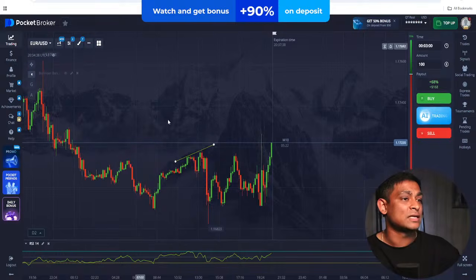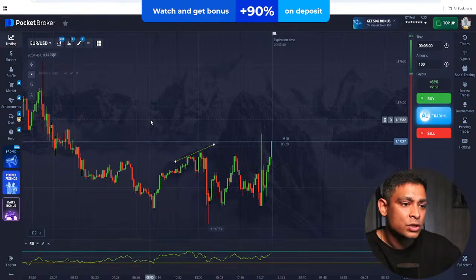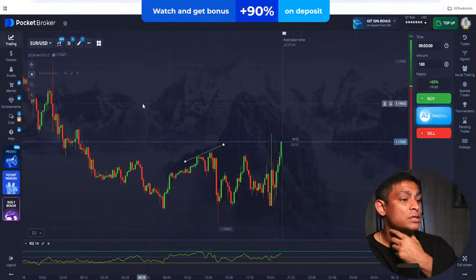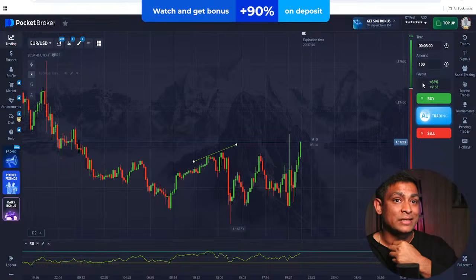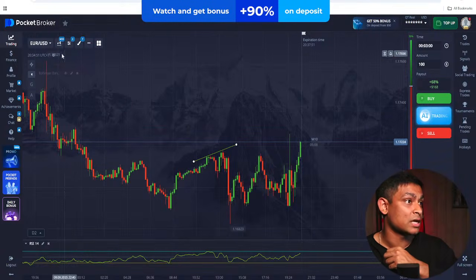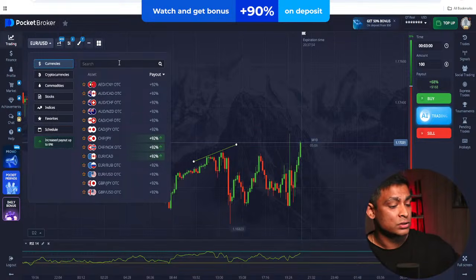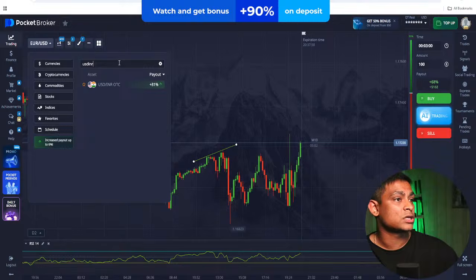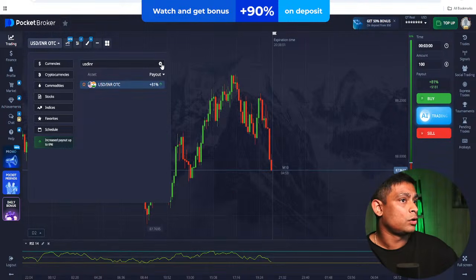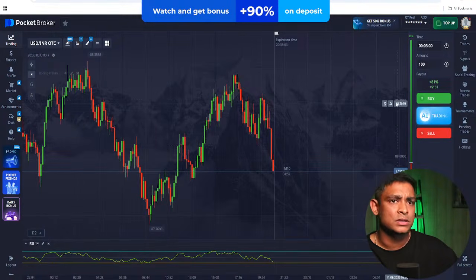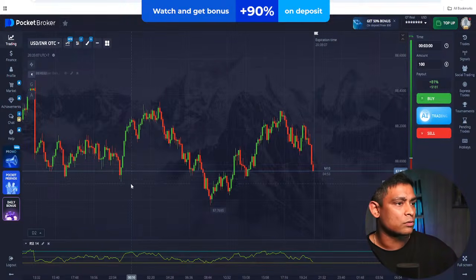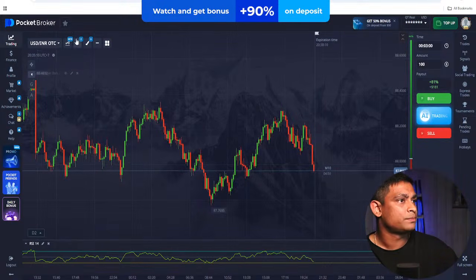Now, ladies and gentlemen, let's go ahead and try to find some divergences. As we can see, the return on investment on Euro Dollar at this point in time is 68%, and I am not very convinced to settle for such a low return. However, this was not a bad one, but still, let's figure out some divergences.